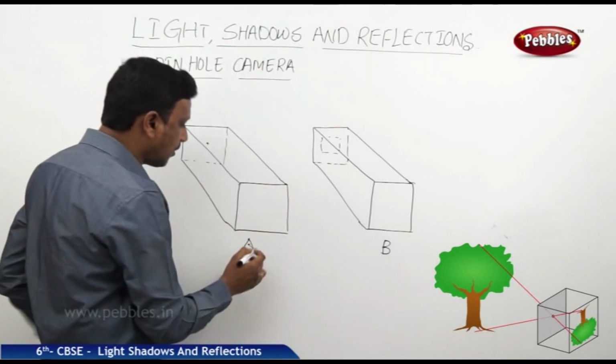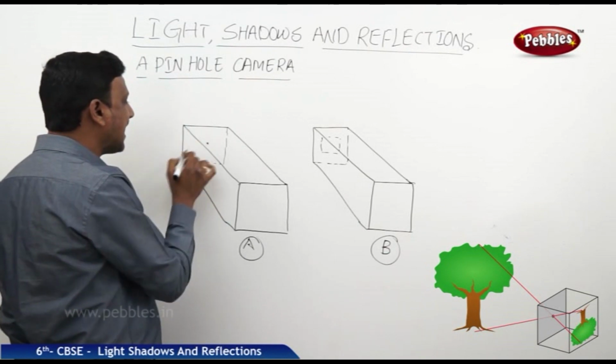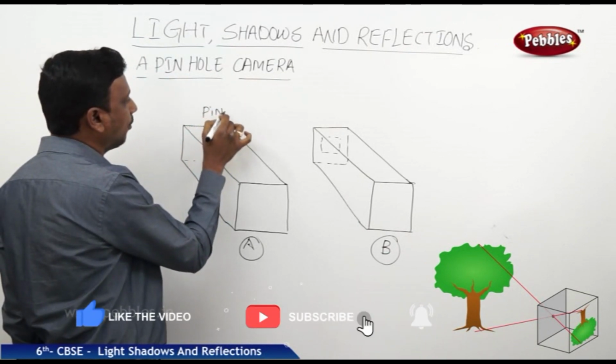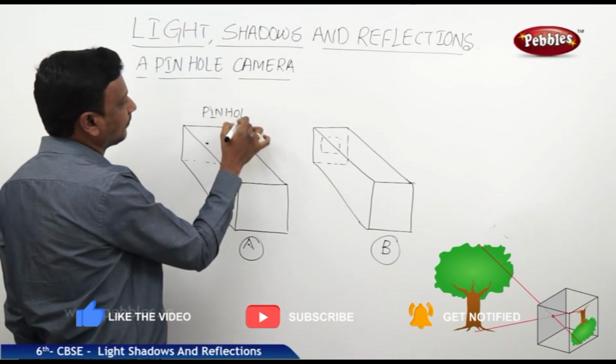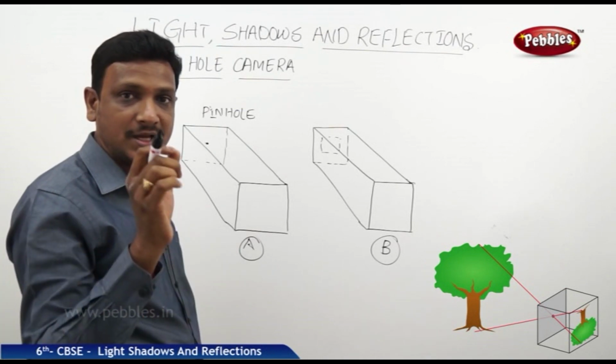So this is the outer box. I labeled it as A and this is B. For this box, at the back side you made a hole, a pinhole. That's the reason why you call this camera a pinhole camera. Just you made a hole.